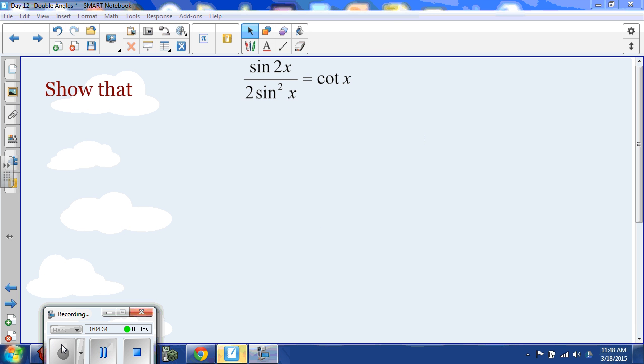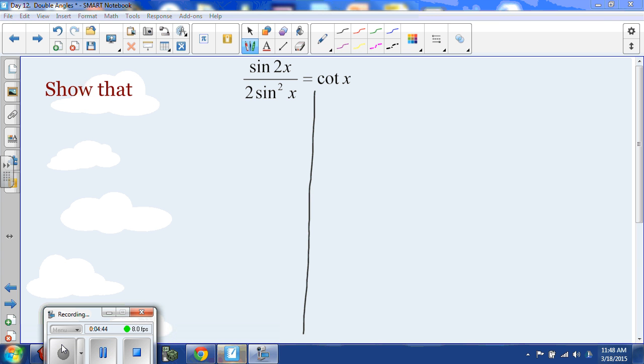If we're looking at this one, which side are we going to need to leave alone? The right side. Yeah, we're going to leave the right side alone because it's clearly easier. And do you notice anything on the left side?